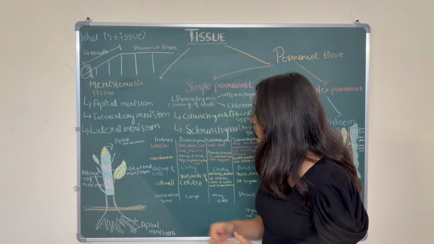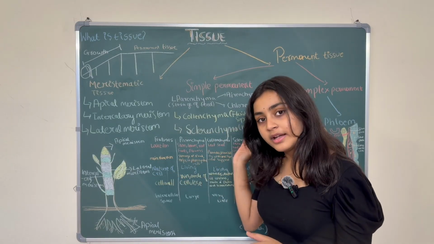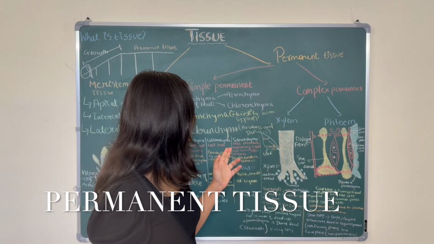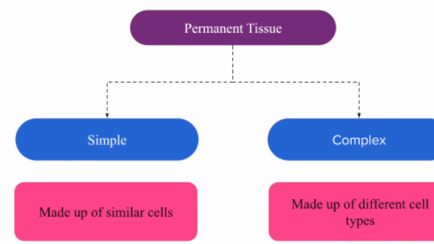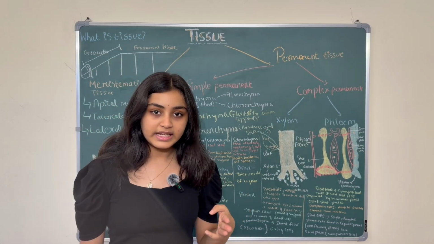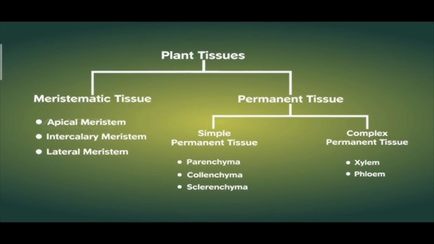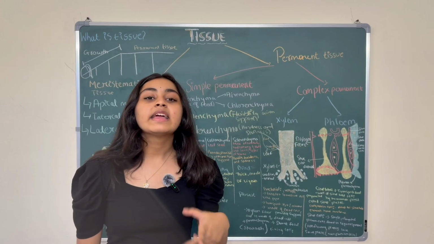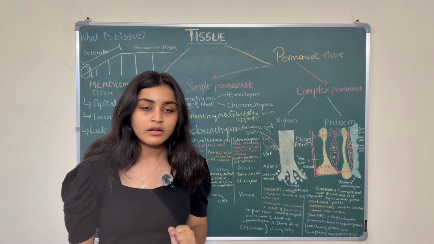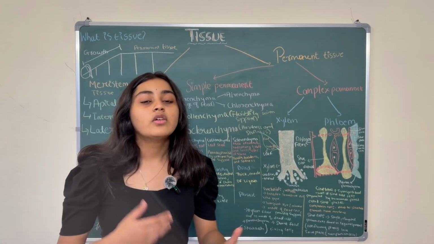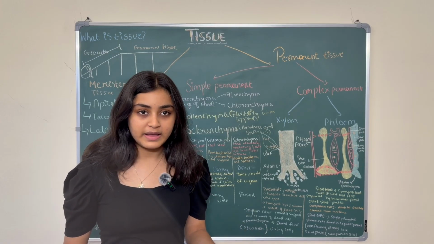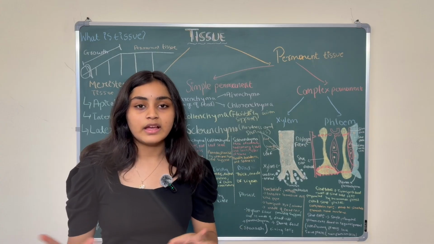Now we will look into permanent tissue, because meristematic tissue is done. Permanent tissue is further classified into two: simple permanent and complex permanent. Simple permanent is again classified into three: parenchyma, collenchyma, and sclerenchyma. Parenchyma is further divided into two: aerenchyma and chlorenchyma. We will look at their location, main function, cell wall, intercellular spaces, and examples of where they are found.